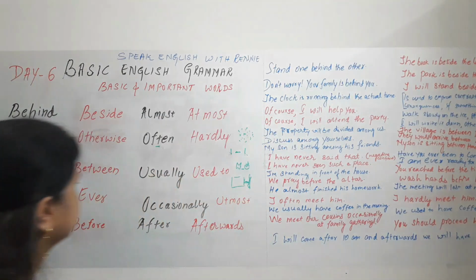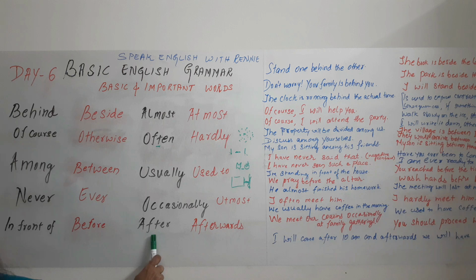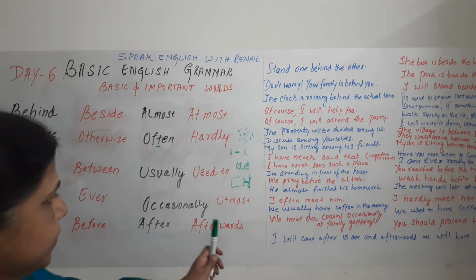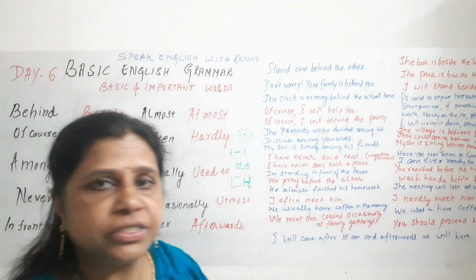Alright, next one. After, afterwards. This is very easy, you know. After refers to a time or event, as we have seen with before. Right? Before is also for a time or event. After is also for a time or event. And afterwards also refers to a time following a previously mentioned event. Alright. So after you know, and afterwards, how to use this in a sentence.